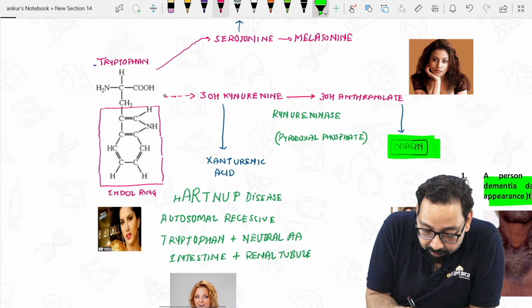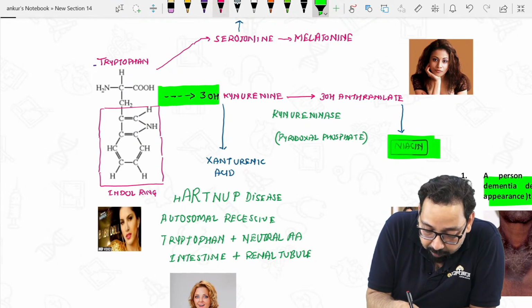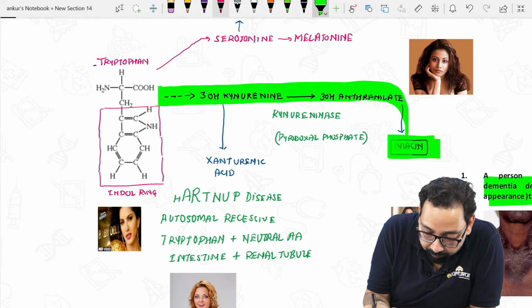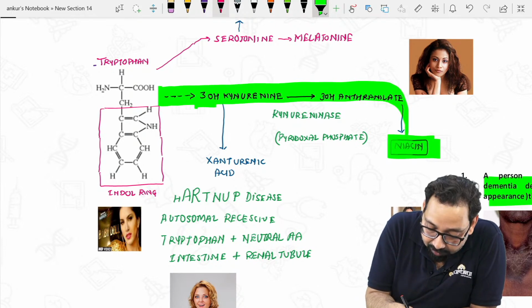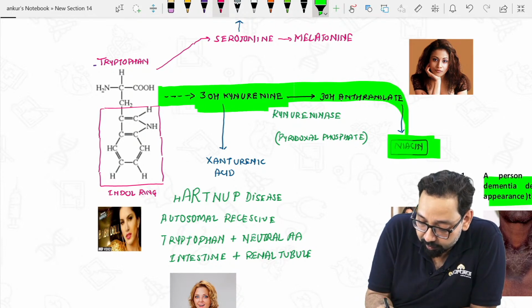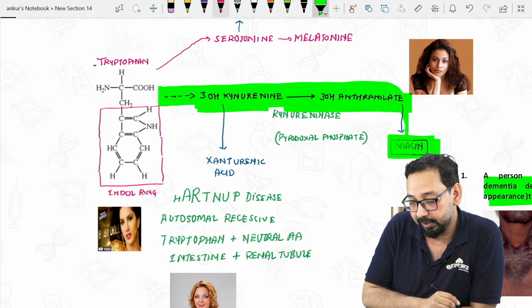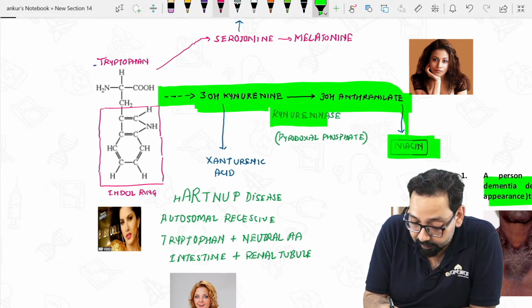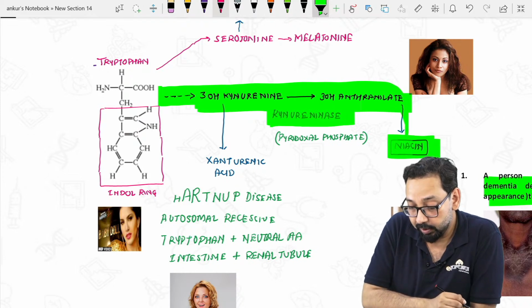Tryptophan: 60 milligrams of tryptophan give rise to 1 milligram of niacin by this pathway. In this, 3-hydroxykynurenine is converted to 3-hydroxyanthranilate, and the enzyme here is kynureninase.